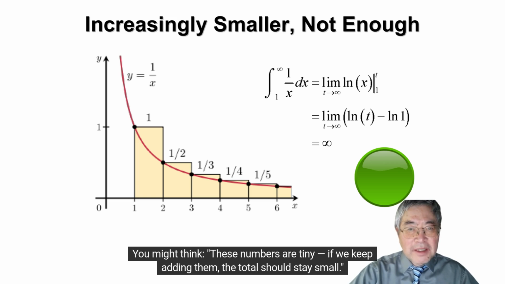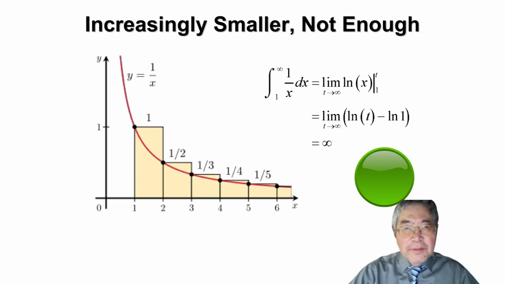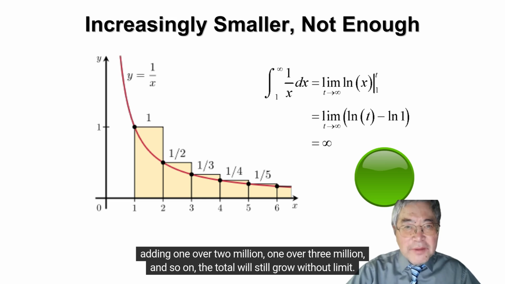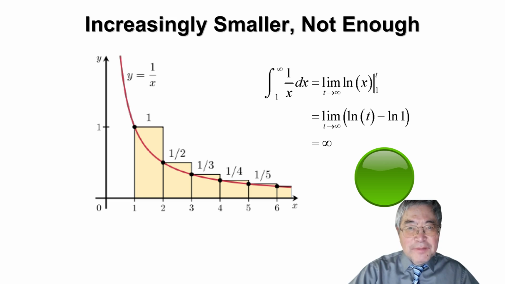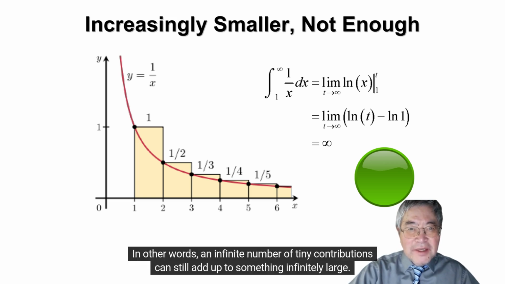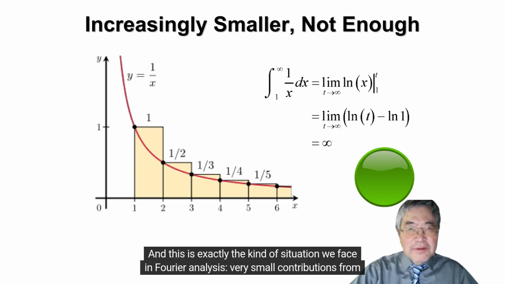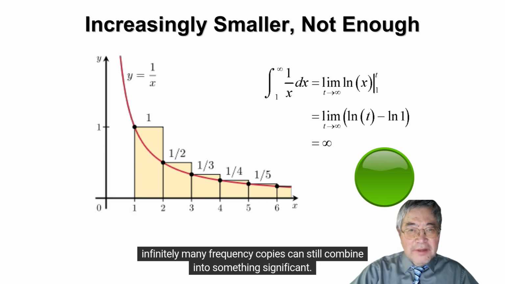You might think, these numbers are tiny. If we keep adding them, the total should stay small. But here's the surprising fact. Even if you start far out, like at 1 over 1 million, and then keep adding 1 over 2 million, 1 over 3 million, and so on, the total will still grow without limit. In other words, an infinite number of tiny contributions can still add up to something infinitely large. And this is exactly the kind of situation we face in Fourier analysis. Very small contributions from infinitely many frequency copies can still combine into something significant.